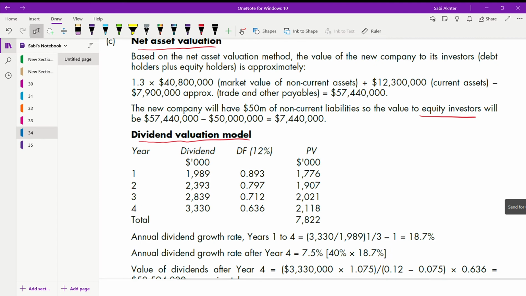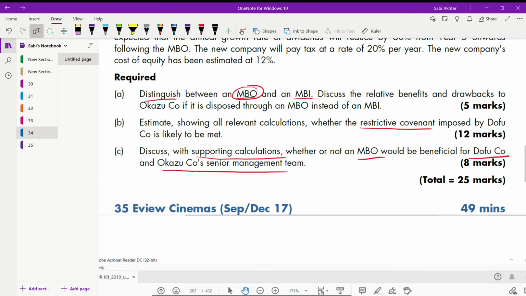you might think, see, coming to this requirement again, part C, read it again. Discuss with supporting calculations whether MBO would be beneficial to the senior management team. So this question is likely to be misinterpreted by the students and they would have started writing the theory part. But if you see, there are huge calculations there, supporting calculations, right? So beneficial means value of the company.